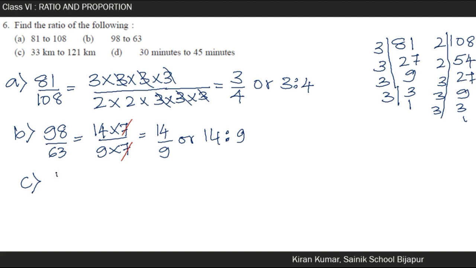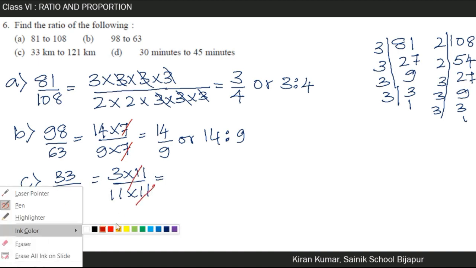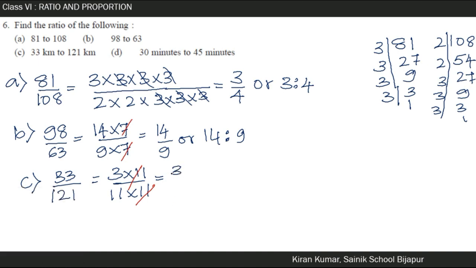For the third one, it is 33 kilometer to 121 kilometer. Both are in the same unit, so we can directly divide it. 33 is 3 multiplied by 11. 11 multiplied by 11 gives 121. Here 11 and 11 get cancelled. What we will be getting is 3 upon 11 or 3 is to 11.